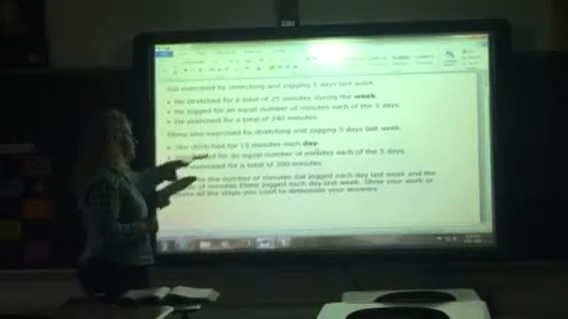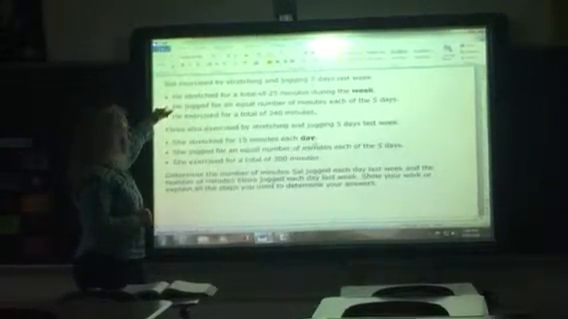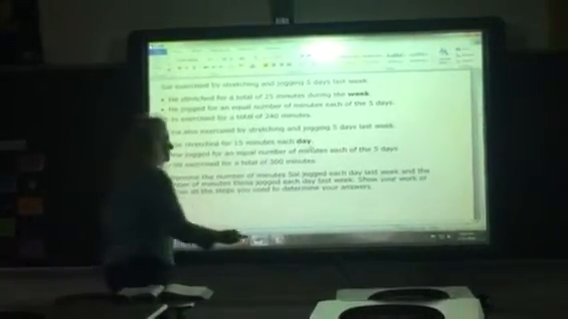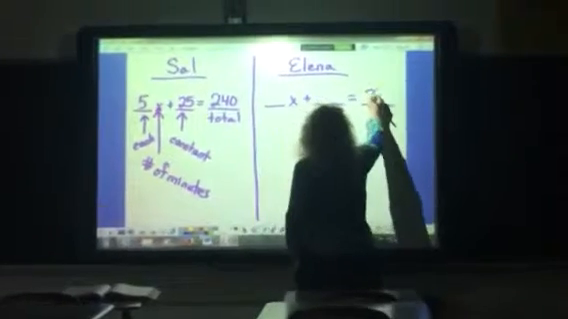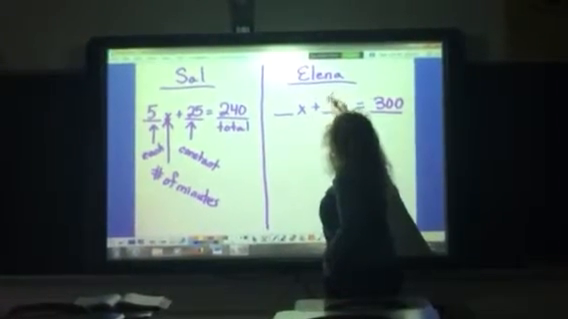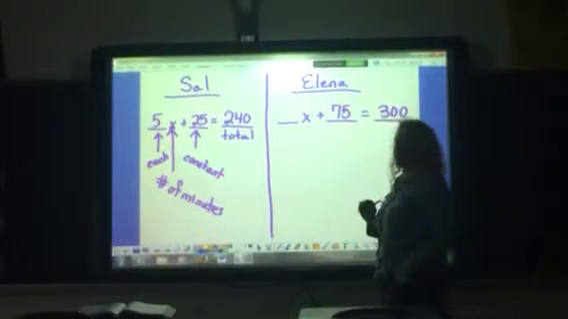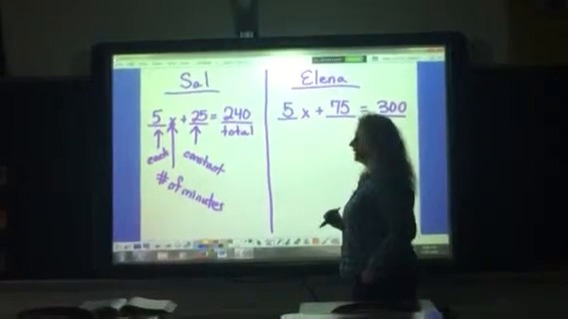Then it says she jogged an equal number of minutes each of the 5 days. That's the same as Sal here. And then her total is 300 minutes. So let's go ahead and go back to Elena. The total's the easiest to start with, so we're going to put 300 here. We already said that her constant is 75 minutes of stretching, and she is also going to jog for 5 days, with X minutes per day.